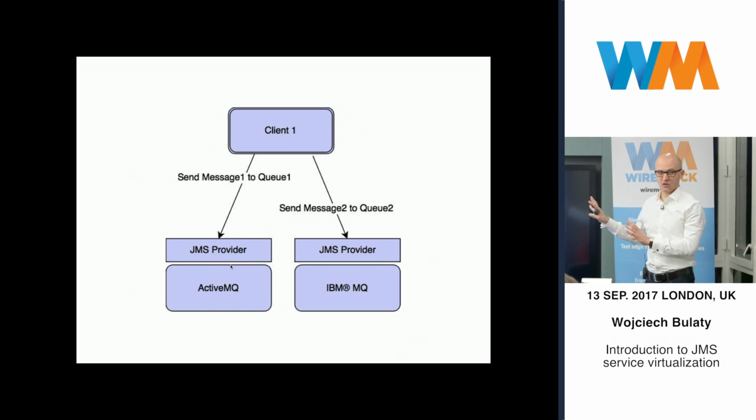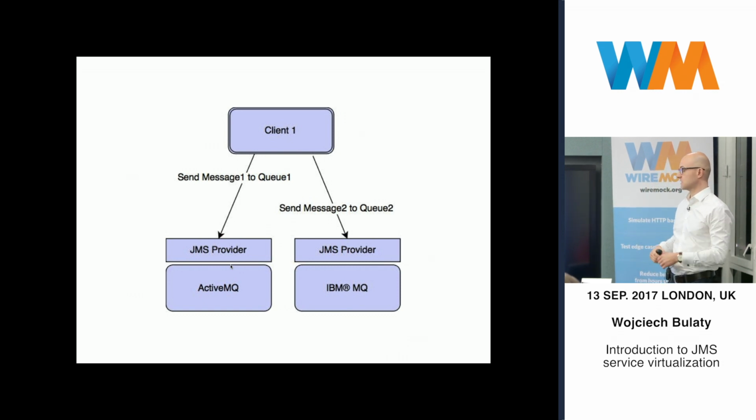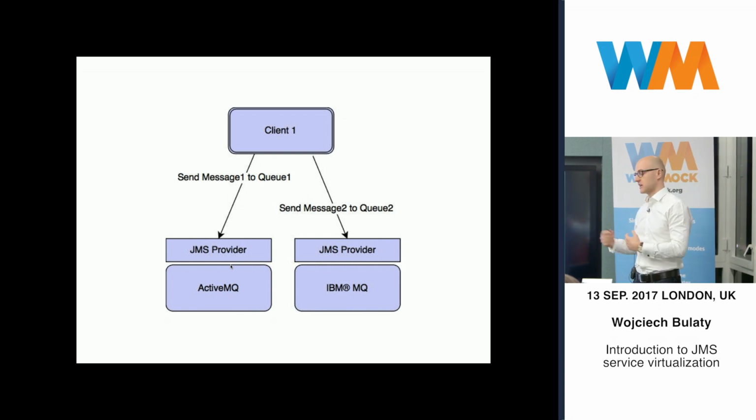And one more quick look from a different angle. As I was saying, JMS is only an API, so we have many implementations, for example ActiveMQ, RabbitMQ, many other ones, and they provide an implementation of the JMS API that you can use to call them.